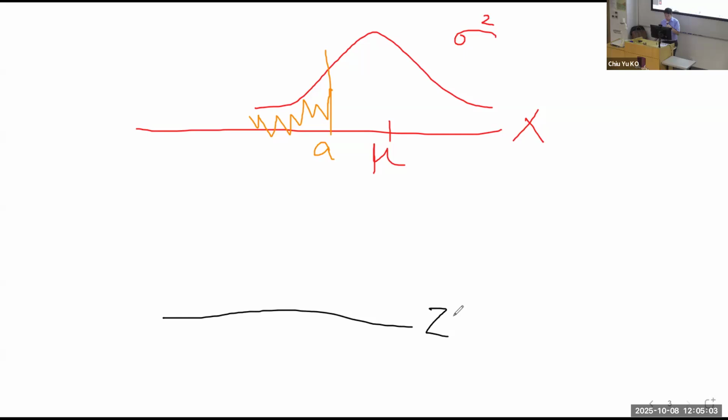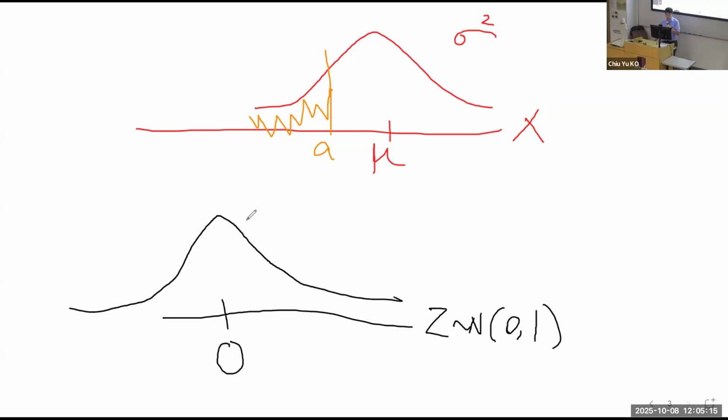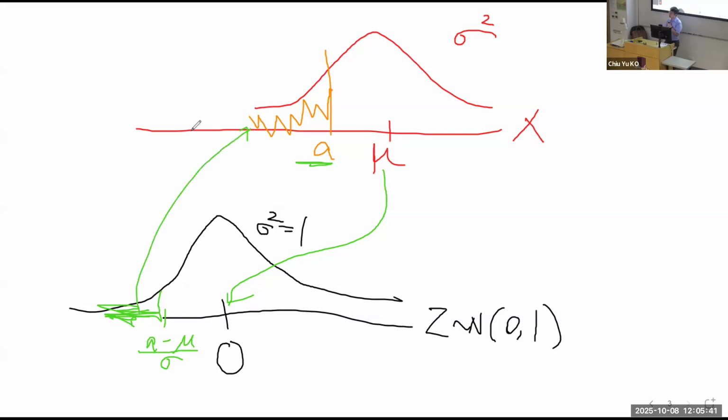Z is normal (0,1). That is a bell curve located at 0, symmetric about 0, and variance is 1. In that particular case, this mu goes to 0. And where's the A? A becomes (A minus mu) over sigma. It's where it is located, because you know these two numbers. And the green area is the same as the orange area. So as long as I know the green area, I know the orange area.